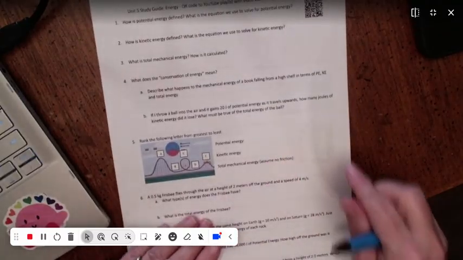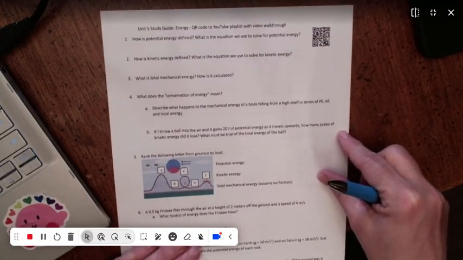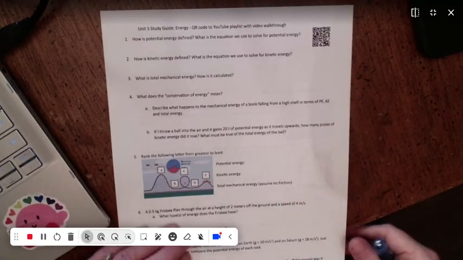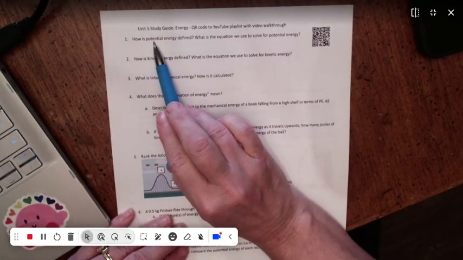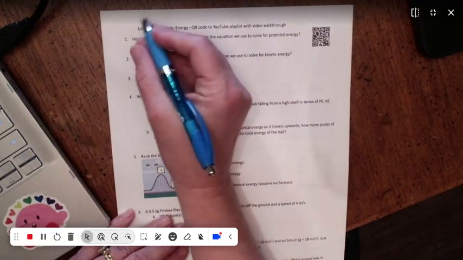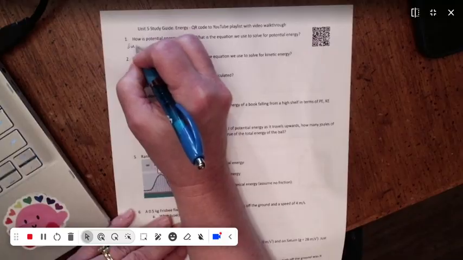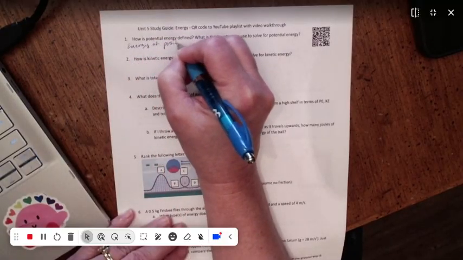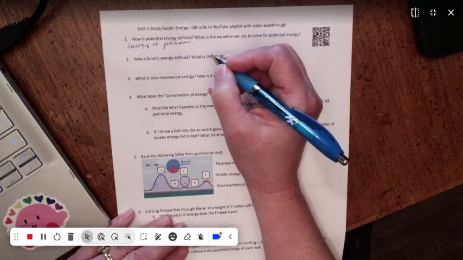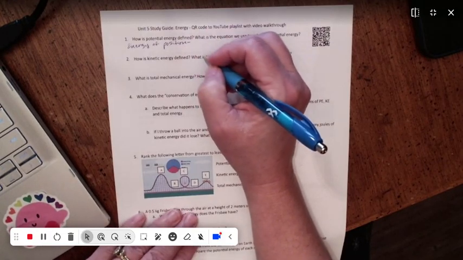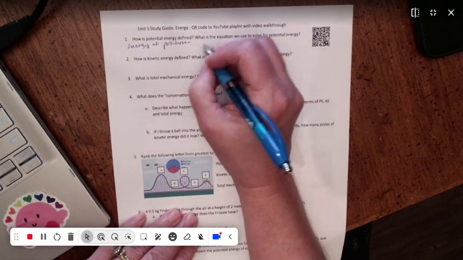All right, so this is our energy, work, and power study guide. How is potential energy defined, and what is our equation? Potential energy is our energy of position. And in our course, we're using gravitational potential energy. So it would be like the energy of position above a reference point, like the Earth.